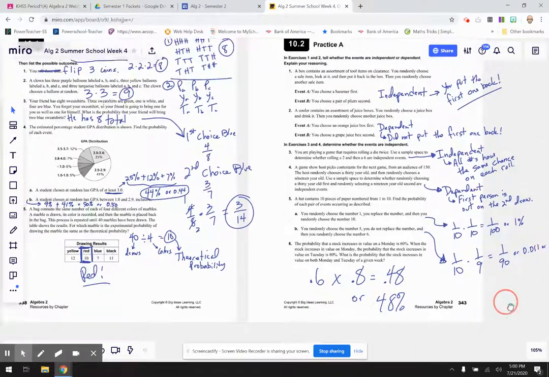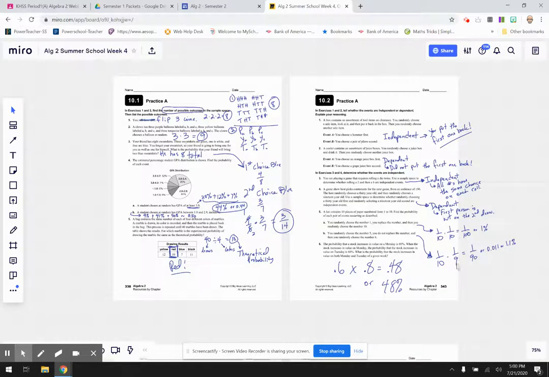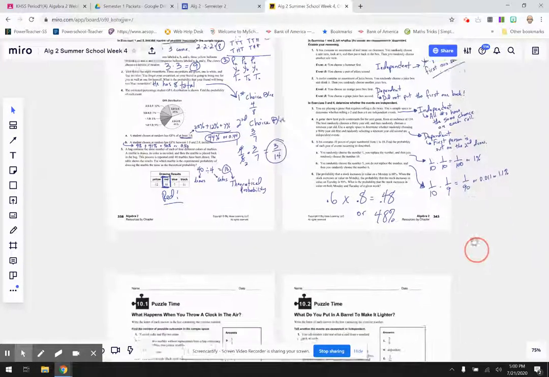So that's a little video on probability 10.1 and 10.2 and what independent and dependent events are. So your job is to do the 2 puzzles.